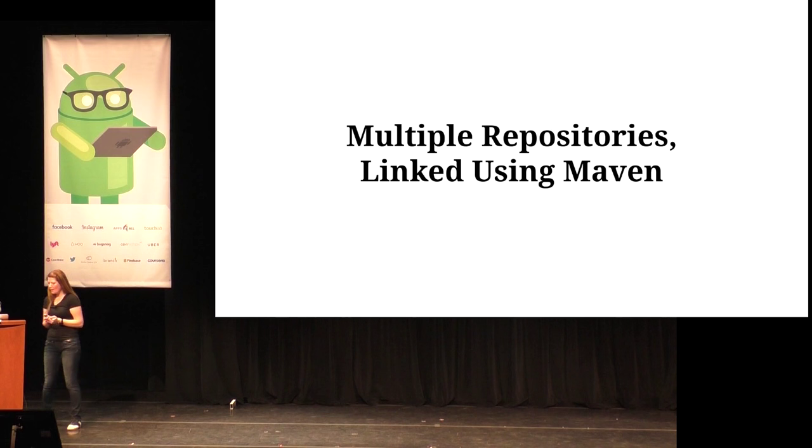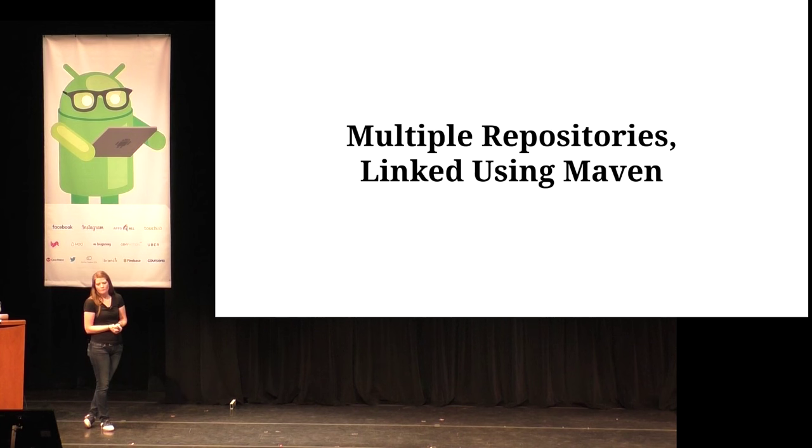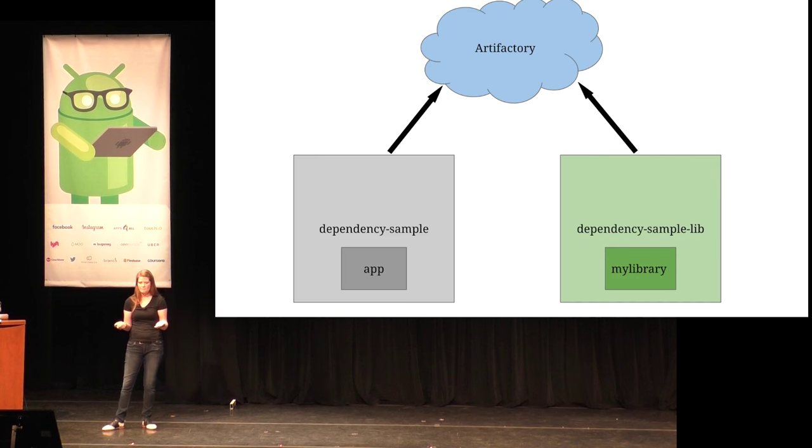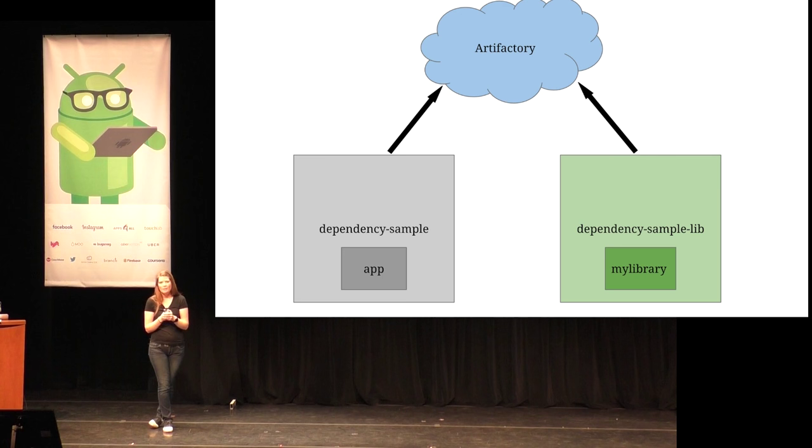All right. So now I'm moving on to the Maven-based solutions. The first one we're going to talk about is Artifactory. So here's how Artifactory works. We have the dependency sample repo, our shell repo, and it points up to Artifactory, which lives in the cloud, and it says, I want this artifact, which is a library.